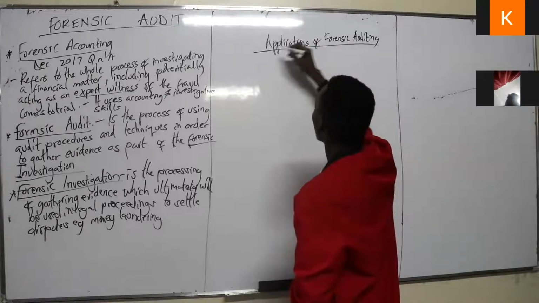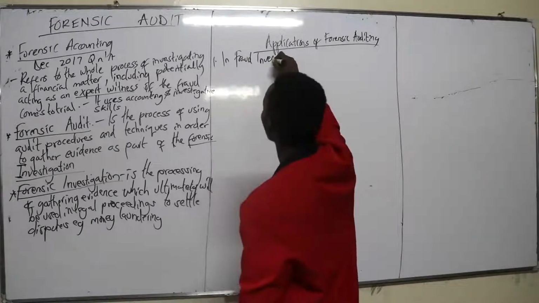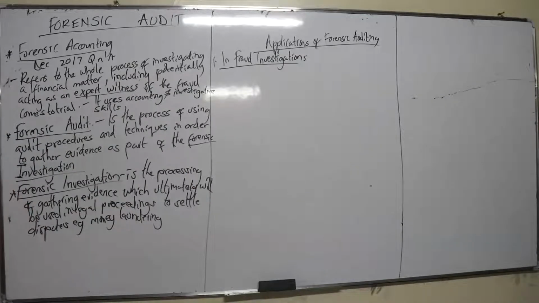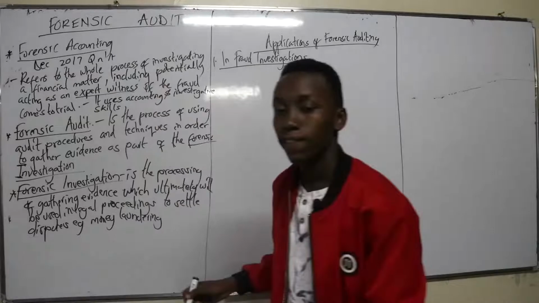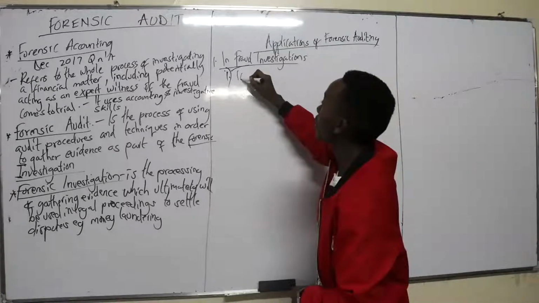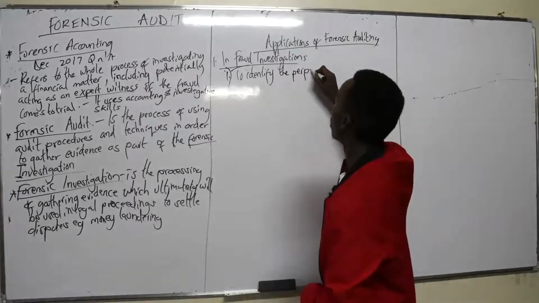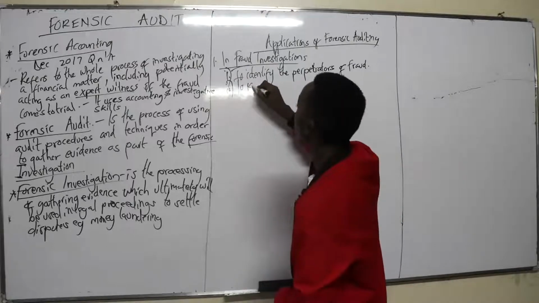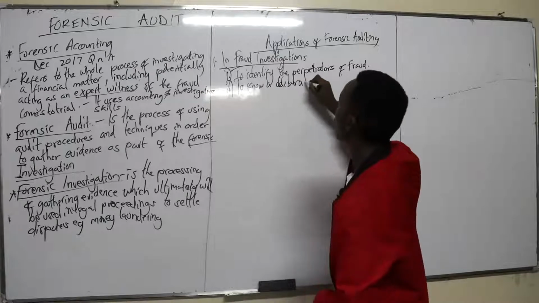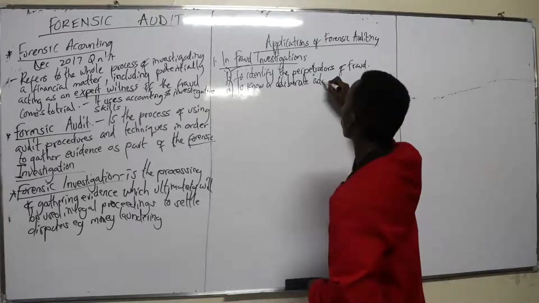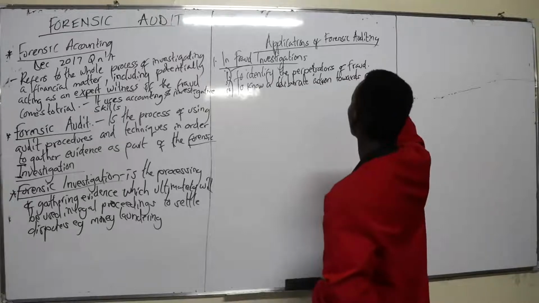So the first one is in case of fraud investigations. Remember, this is where the auditor would, in the end, act as an expert witness. One of the things that we carry out a fraud investigation to do is to identify the perpetrators of a fraud. Secondly, also to know if a deliberate fraud actually occurred, that fraudulent activities have actually taken place.